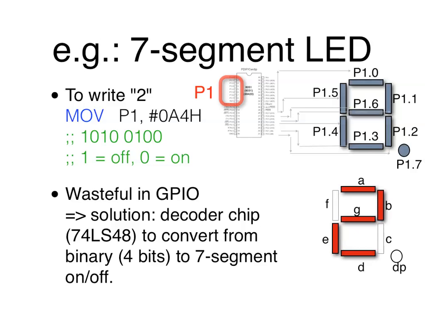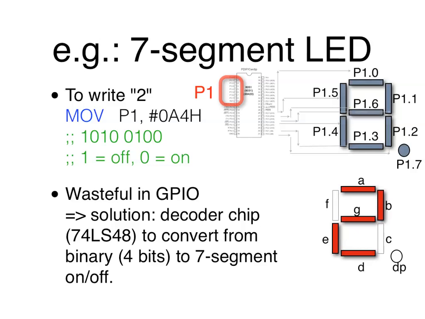So then to display that 2, you want to light up segments A, B, G, E, D. And so how can you do it? Is that right? I think I tried it in EdSim. I think it's correct.